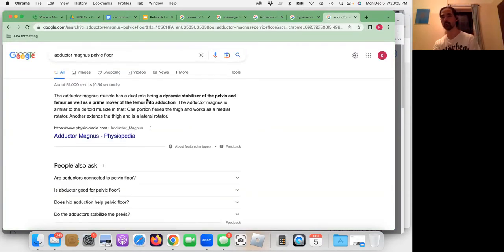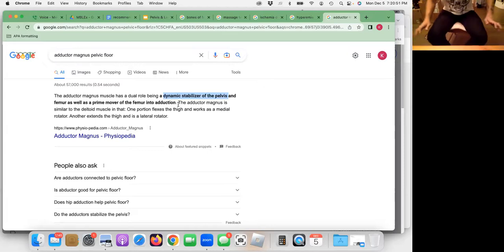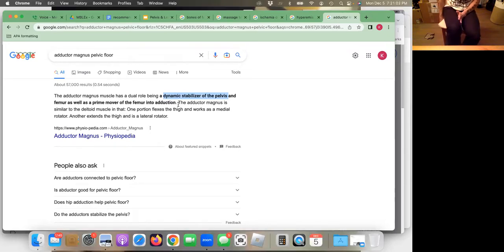The adductor magnus has a dual role of being a dynamic stabilizer of the pelvis, meaning it keeps the pelvis from rotating or tilting anteriorly or posteriorly, all that movement that's not intended. It is a dynamic stabilizer of the pelvis and the femur, as well as a prime mover of the femur into adduction. Adduction is toward the midline. So everybody, when you go like this, you're adducting. Here's your midline. I'm adducting my femur right now. Now I'm abducting. I'm sorry, I'm supposed to be saying adducting. I'm adducting my femur using my adductor magnus.